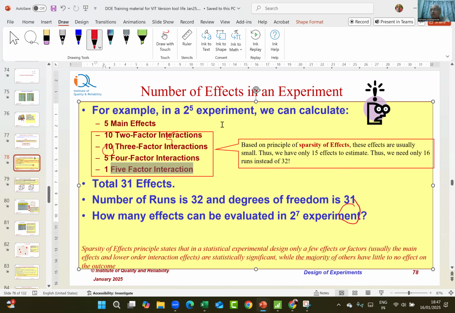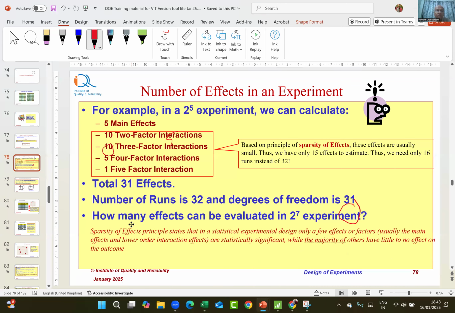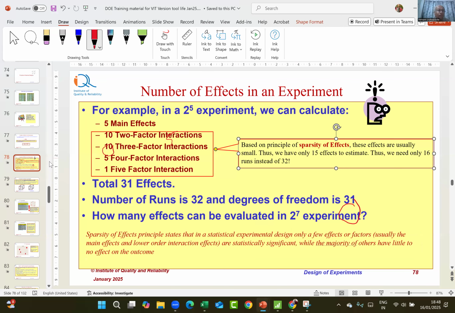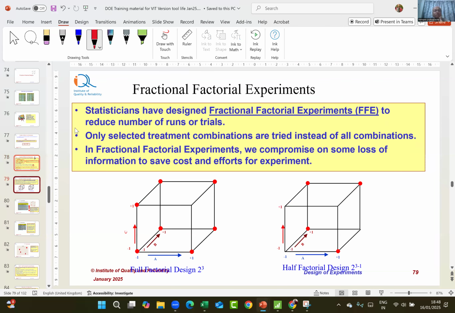So that is what you can see, that half fraction of this will have 16 runs, and you will have to do it, of course, smartly. A, B, C, D, E positive or A, B, C, D, E negative, one of these columns you will have to select. So sparsity of effect principles I have already told, and I have shown you on the internet. So this is the basis of this fractional factorial designs.